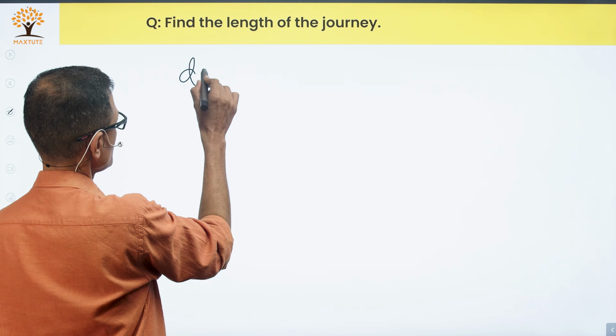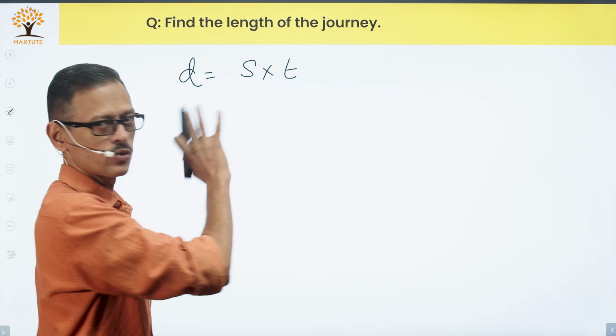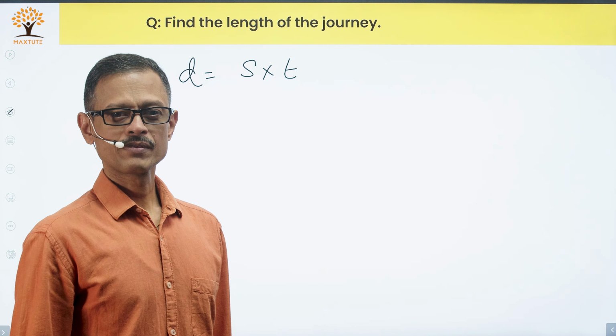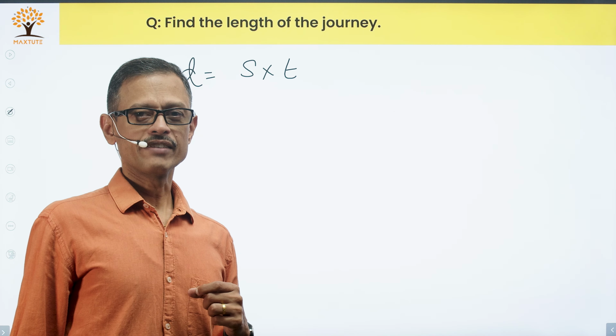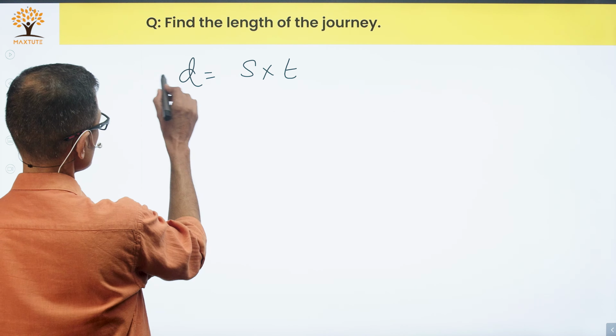So distance traveled by the train is equal to the speed at which it's traveling into the scheduled time. So s into t is the distance. Now let's look at the two scenarios that they gave. What if it traveled faster? What if it traveled slower? So this is what actually happened.